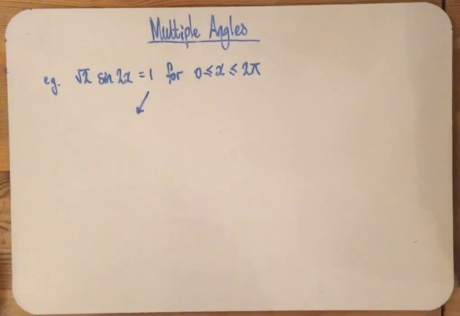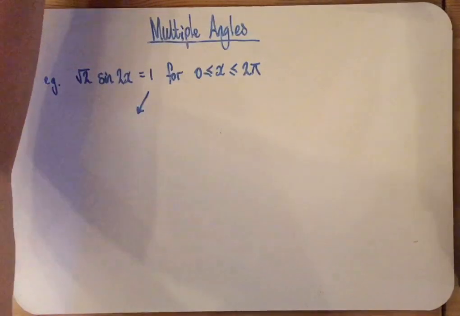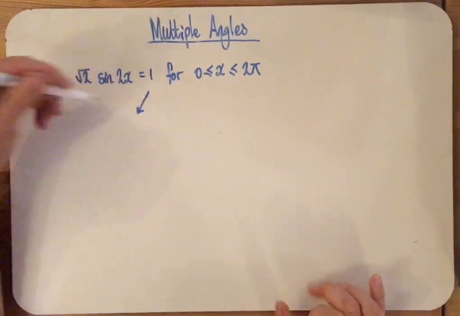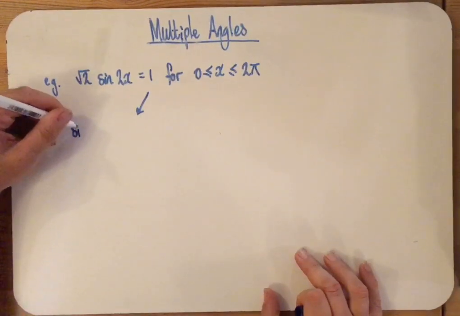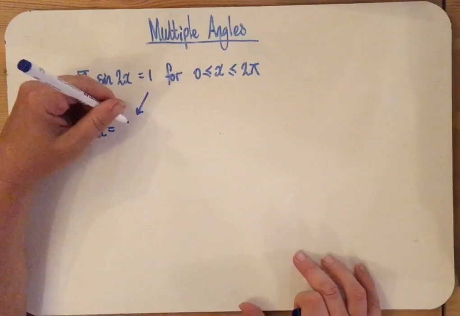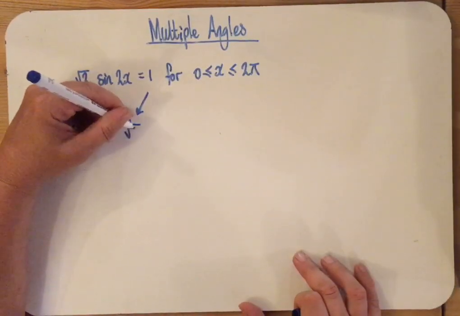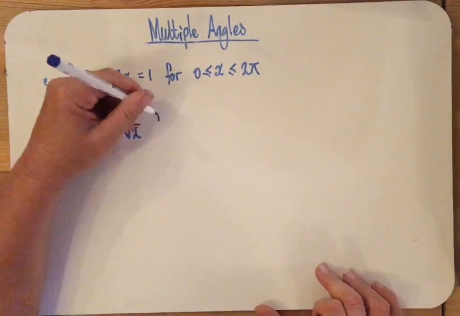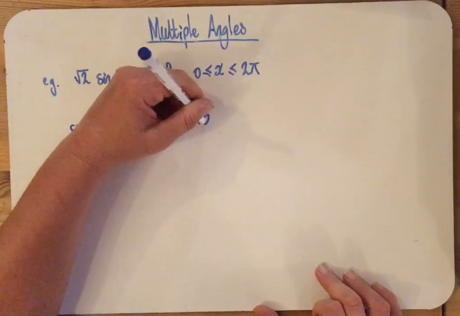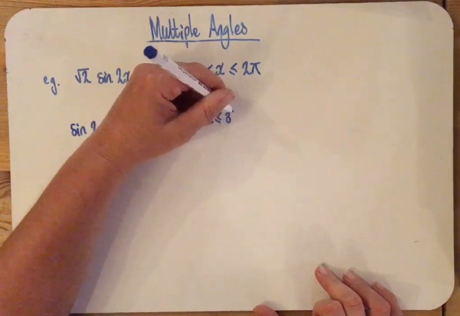Okay, a couple of examples on multiple angles. And again, I'll do them both ways. So, first thing you're going to have to do is divide by this root 2. So you need to get sine of 2x on its own before you can undo that sine, just to remind you of that. And if you're going into degrees, then 2 pi radians, 360 degrees.